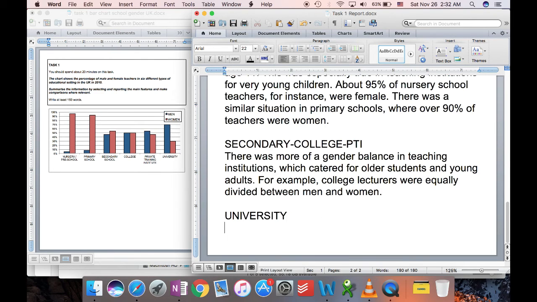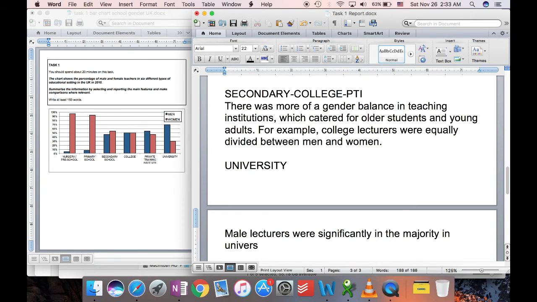And then let's look at university just to finish off. So what can we say about universities? Men in the majority by quite a big margin. So you could say male lecturers were significantly, let's do significantly, in the majority in universities, where now they accounted for, I think, 70%, where 70% of teaching staff were male.